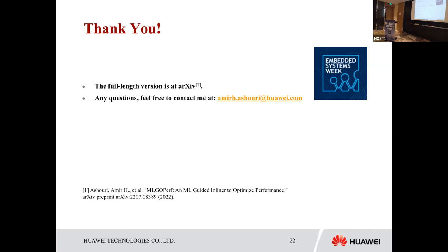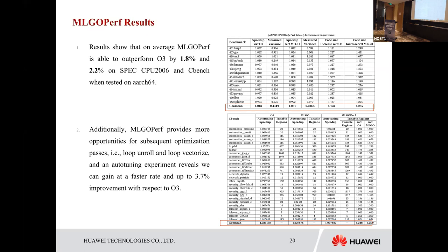You mentioned that MLGO perf can provide more optimizing opportunities, such as loop unrolling. Can you talk about why it can provide more optimizing opportunities? I'm sorry, I didn't hear well. Could you repeat the question? I saw that you mentioned MLGO perf can provide more opportunities for optimizing things such as loop unrolling. Could you talk more about this aspect?